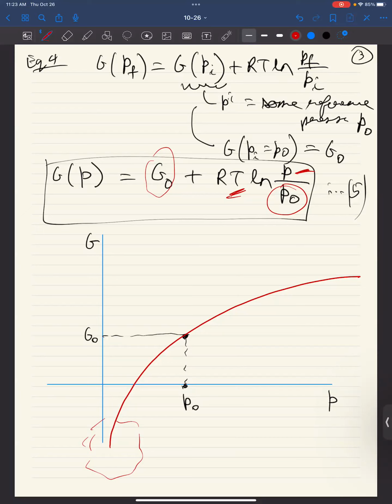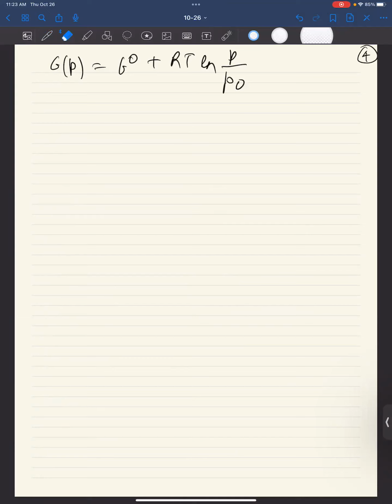Now I have you hooked. So let me write this down. This equation, G of P is equal to G naught plus RT ln P by P naught, and sometimes my G naught becomes G superscript, sometimes it becomes G subscript. It's okay. It is true for an ideal gas, one mole of an ideal gas. So let's see what this really means.